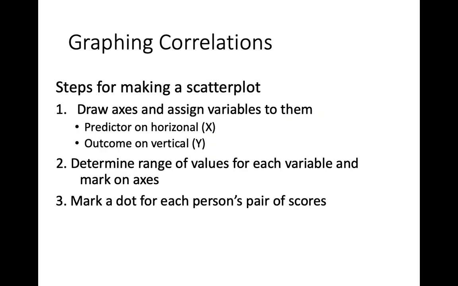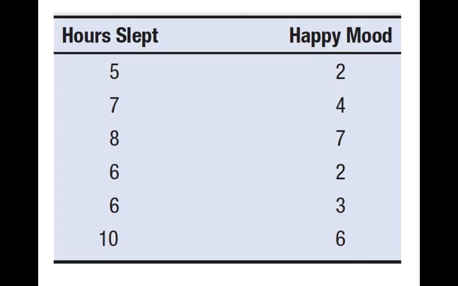Okay. And then you're just going to mark a dot for each person's pair of scores by locating where it would land in the two-dimensional space. So here's a simple example. This is from the textbook, but this is looking at the relationship between the number of hours slept the night before and the extent to which people report that they are in a happy mood the next day.